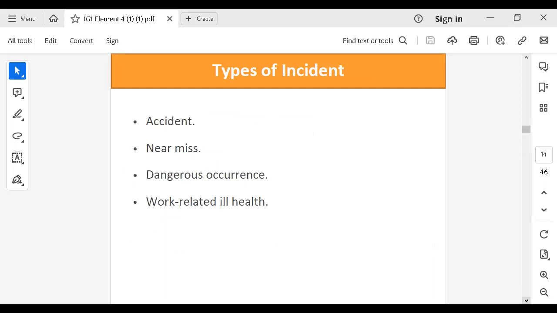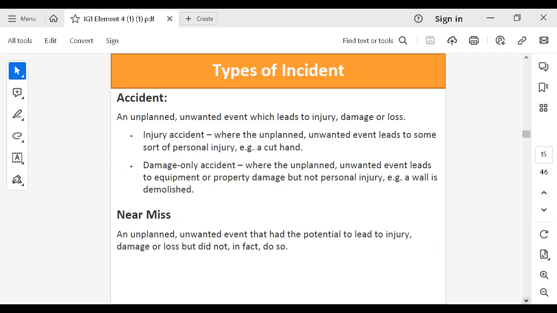So, types of incidents. There are 4 types of incidents: accidents, near miss, dangerous occurrence, and work-related ill health. An accident is an unplanned, unwanted event which leads to injury, damage, or loss. We have 2 types of accident: injury accidents and damage-only accidents. An injury accident is where the unplanned, unwanted event leads to some sort of personal injury, for example, a cut hand. Damage-only accidents are where the unplanned, unwanted event leads to equipment or property damage, but not personal injury. For example, a wall is demolished.